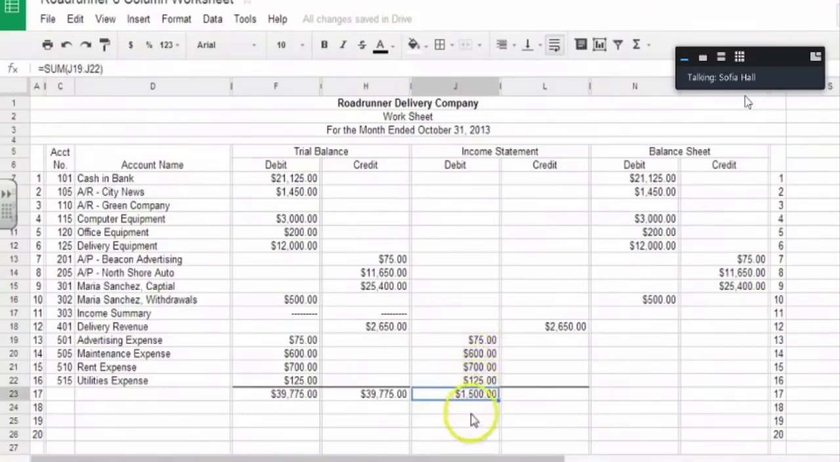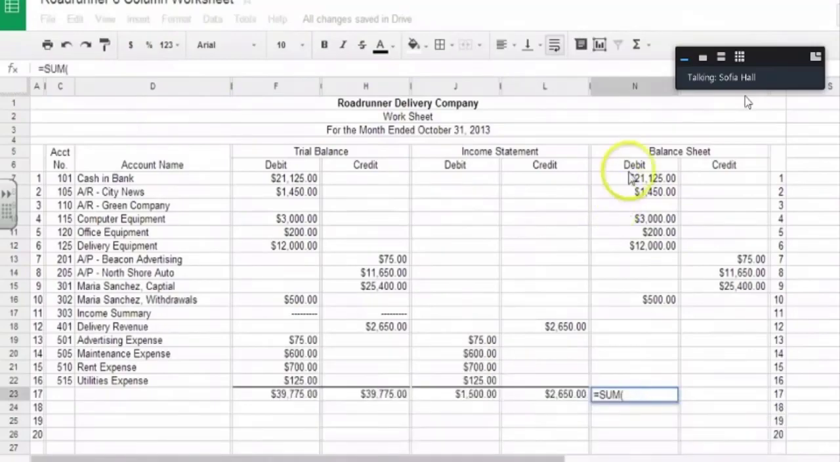These are my four expense accounts, and I have $1,500 worth of expenses, okay? I am going to take this amount up here, this $2,650, and bring it down here. Now, these do not equal each other, but I'm not overly concerned about that just yet. I'm going to do the same over here. I'm going to do equal sign sum, and grab everything that shows up in this column, okay? And I come out to $38,275, okay?